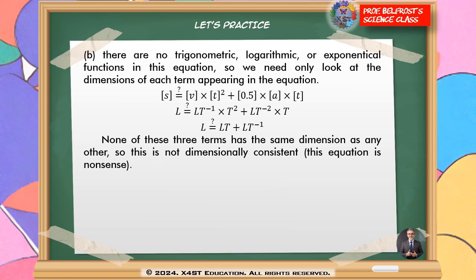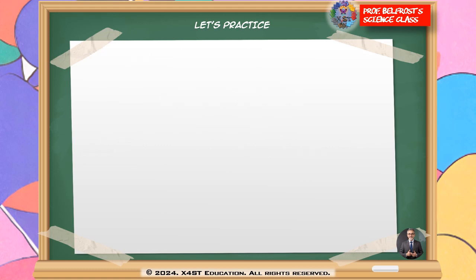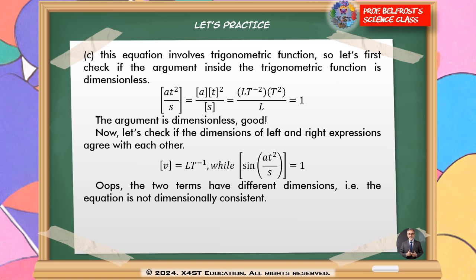B, the same as before. But after we do the cross-check, none of these three terms has the same dimension as any other. So this is not dimensionally consistent, or this equation is nonsense.